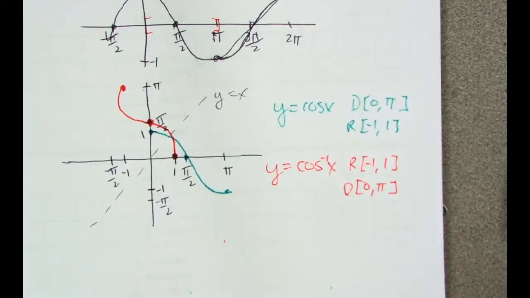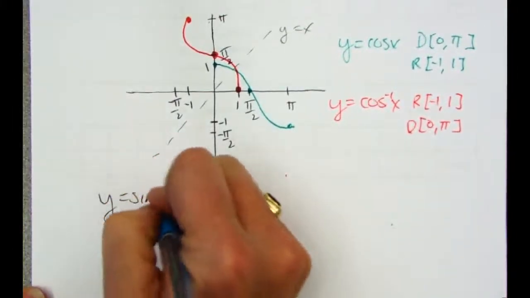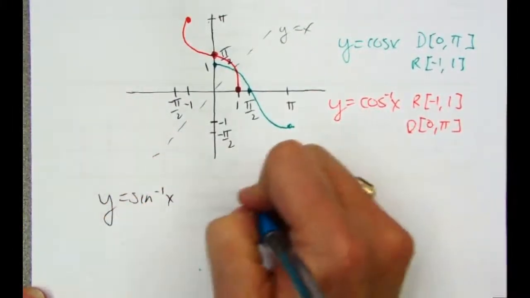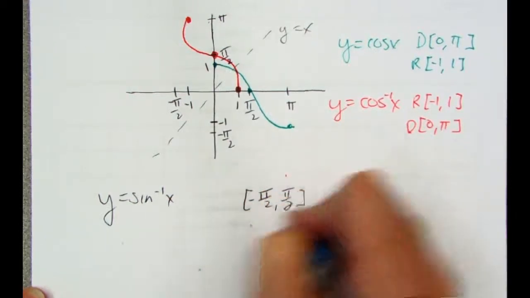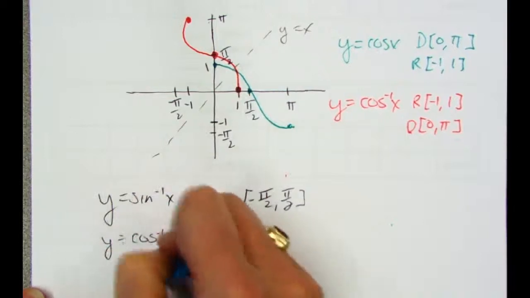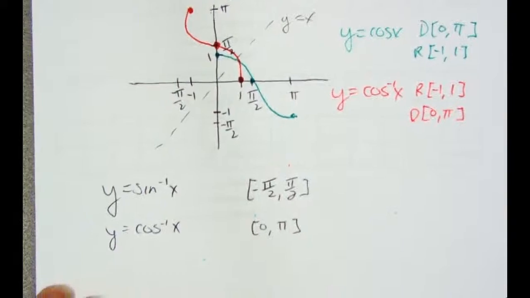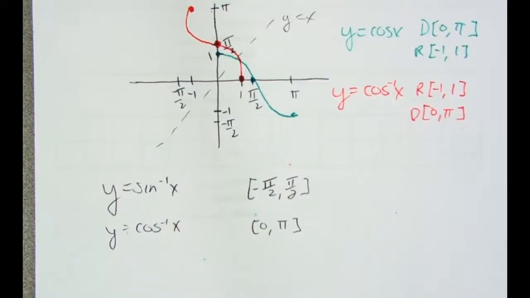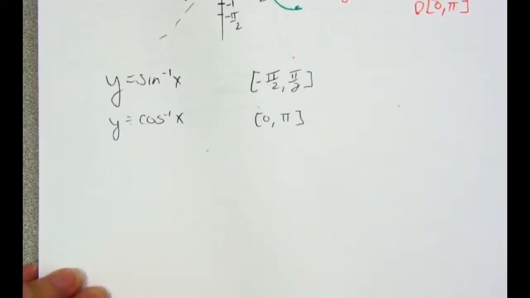So my summation is: for the inverse of sine, I have to restrict my sine from negative pi over 2 to pi over 2. In order to do cosine, my original cosine had to go from 0 to pi. That was my restriction. That's where I had to land. I think I'm going to leave that right here.